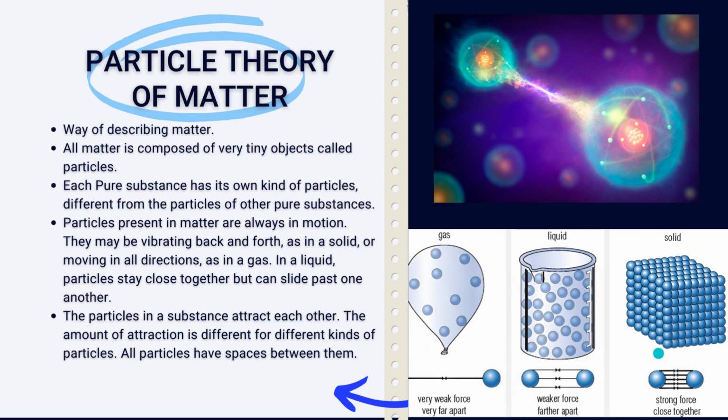The particle theory of matter also states that particles in a substance have varying degrees of attraction to each other, with this amount of attraction being different for different kinds of particles, but all particles have space between them.